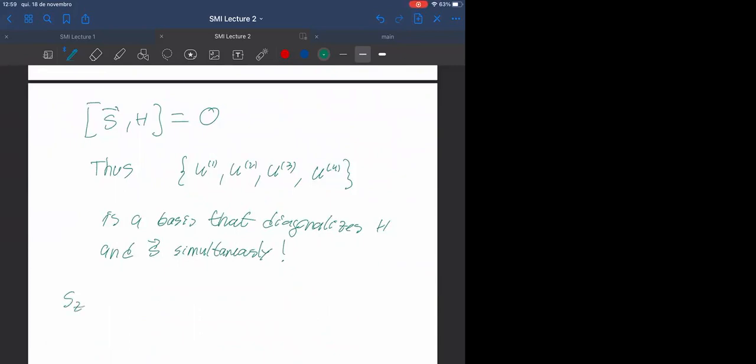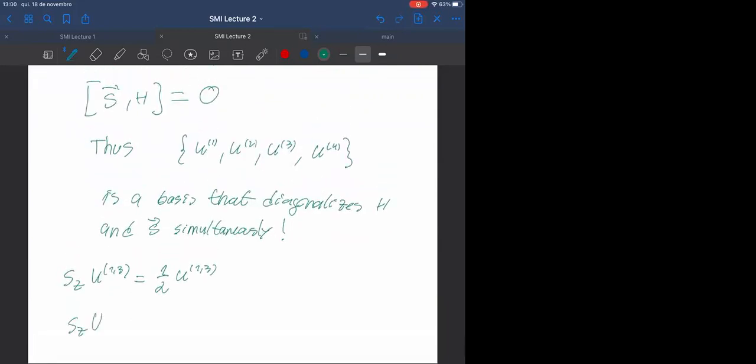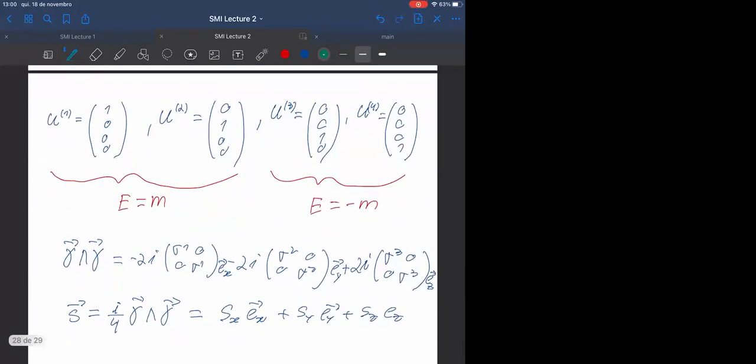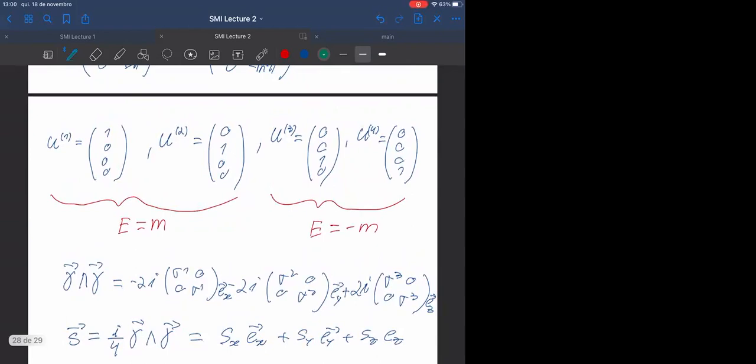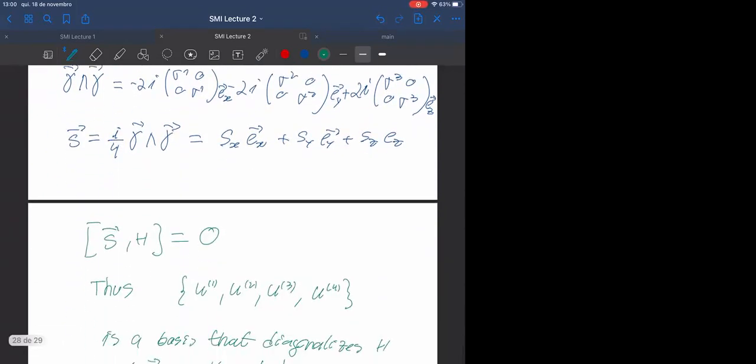if you do Sz to U1, 3, you get 1/2 U13. So this is the spin up solution, and Sz applied to U24 equals minus 1/2 U24, which you can easily do, that's trivial, just applying the Pauli matrix to these solutions, and you get the eigenvalues out of it. And you see, this lifts the degeneracy.